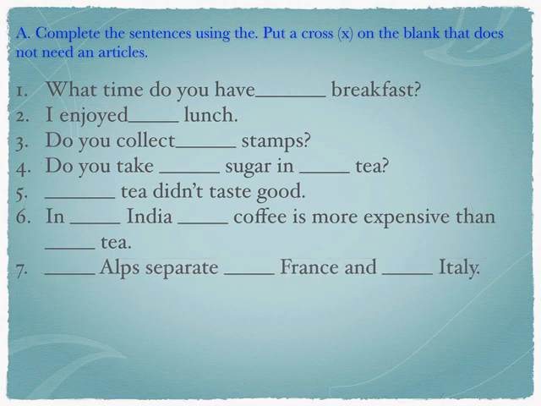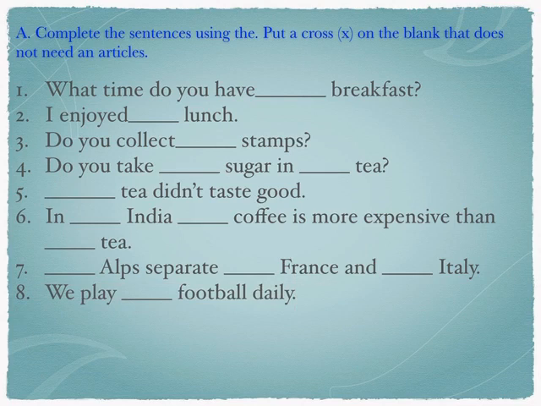Dash Alps separate dash France and dash Italy. Now Alps is the name of a mountain, so before it we have to put the article the. The Alps, and it's in a plural form. So that's why the Alps separate dash France. France is the name of a country. Italy is the name of a country. So before them no article will come.